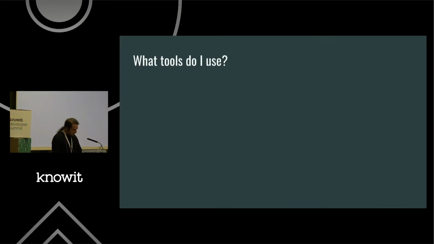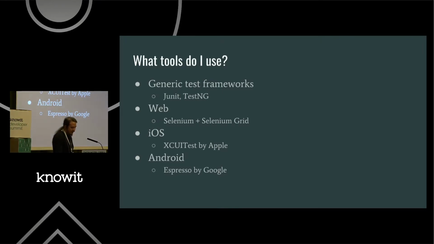So, what tools do you need for starting UI testing? You need a generic test framework like JUnit or TestNG, and then you need an automation framework for the platform of your choice. So the ones I used are Selenium for web, XCUITest for iOS, and Espresso for testing the Android application. And if you wanted to start doing the same thing, you should start looking into these tools, since these are the most widely used and the most widely known.